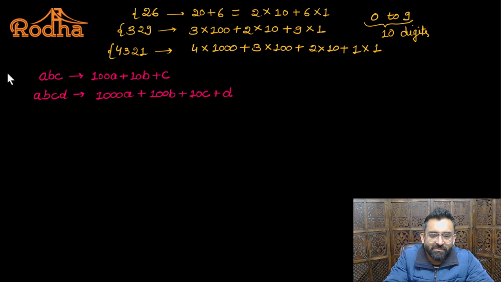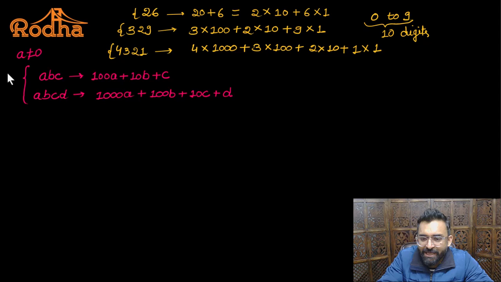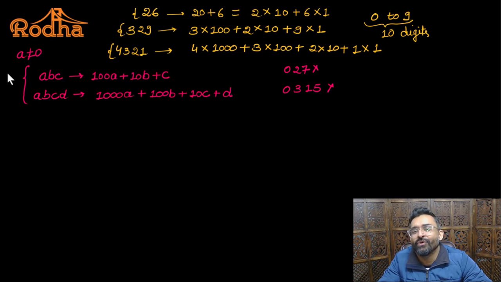So I have done the expansion of the variable form of the number. What I can conclude here is that A is definitely not going to be 0, because if the leftmost digit is 0, the number will not be a 3-digit or 4-digit number. A 3-digit number cannot look like 0, 7. It's not a 3-digit number. A 4-digit number cannot look like 0, 3, 1, 5. It's not a 4-digit number. So the leftmost digit of the original number, ABC or ABCD, can never be 0.